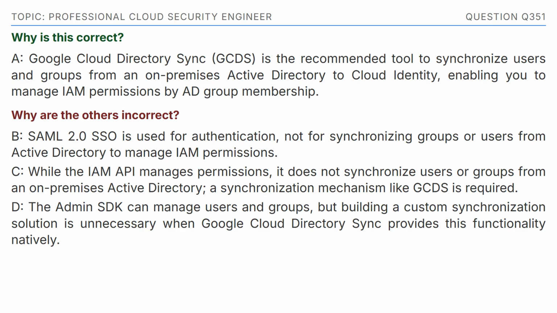Why are the others incorrect? B. SAML 2.0 SSO is used for authentication, not for synchronizing groups or users from Active Directory to manage IAM permissions. C. While the IAM API manages permissions, it does not synchronize users or groups from an on-premises Active Directory. A synchronization mechanism like GCDS is required. D. The Admin SDK can manage users and groups, but building a custom synchronization solution is unnecessary when Google Cloud Directory Sync provides this functionality natively.